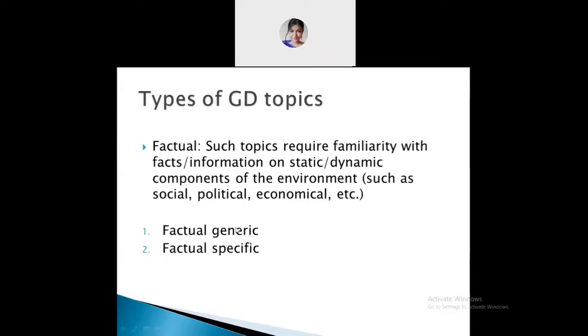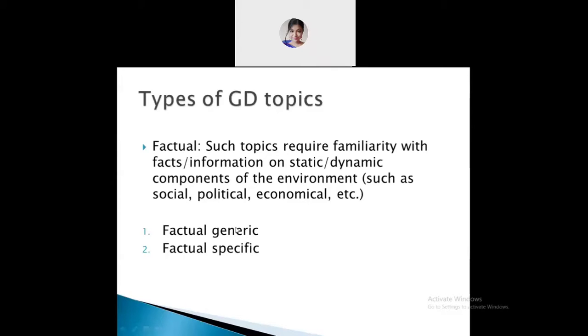Okay, so GD topics can be divided into two different categories. One is factual topic and another is abstract topic. Factual topics are related to social, political, economical, environmental, or anything that occurred in the past, or is currently taking place, okay? Factual topics need some kind of facts and information in order to have a discussion on these kinds of topics. So factual topics are realistic topics, okay?